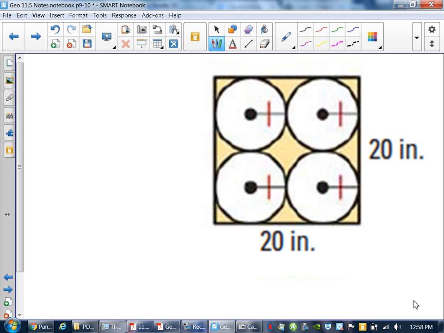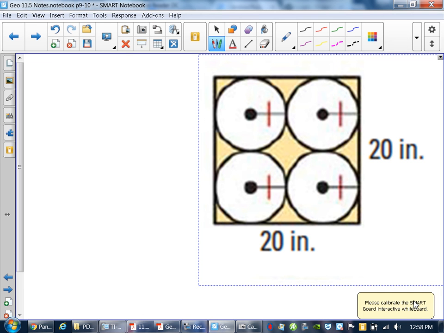If each one had a radius of 10, this would be 10 plus 10 plus 10 plus 10, which means it would have been... So now if I look at this, we have the square. You have to subtract out how many circles? 4.